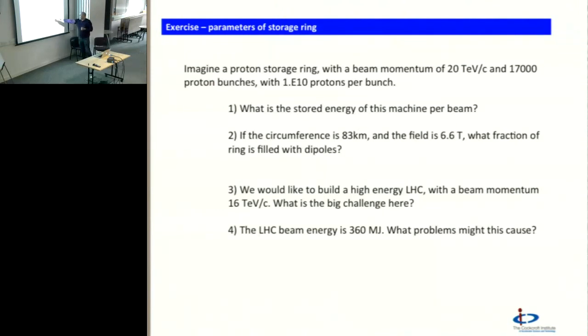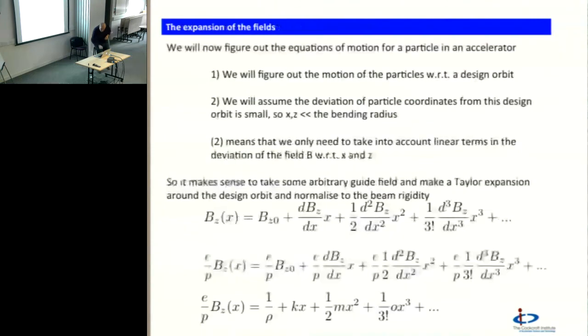We'd like to build a high energy LHC with a beam momentum of 16 TeV/c. Why is that hard? And lastly, the LHC beam energy is 360 megajoules. Why could that be tricky? So there are some questions. We can discuss these in the tutorial and try to calculate them.